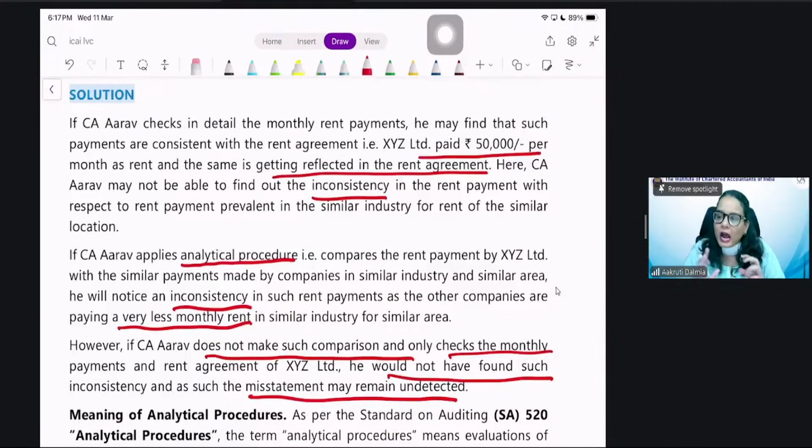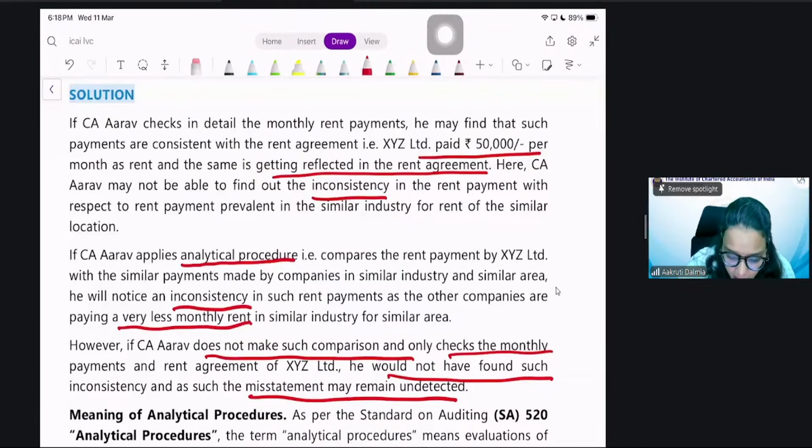Is that clear? So after we find this inconsistency, does it automatically mean that there is some fraud? No. We will take some steps to find whether there is any misstatement or not. Maybe the company has a genuine reason why they are paying 50,000, but they have to provide the evidence and information to us, which can give us satisfactory evidence and conclusion.